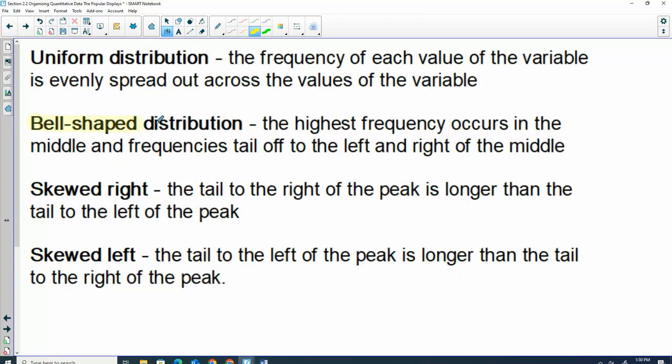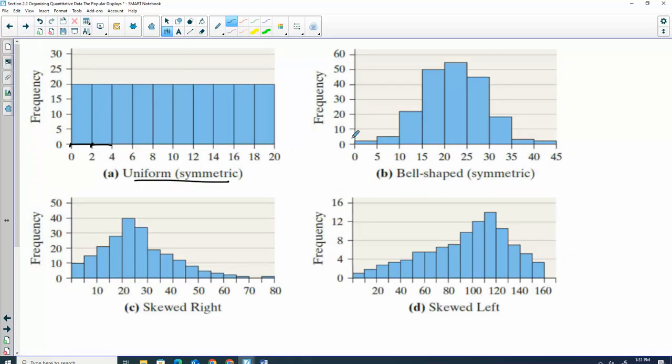Bell-shaped, we'll talk about that one a lot throughout this semester, is when your highest frequency occurs in the middle and it tails off on both ends. So I can see this kind of resembles a bell. I have my peak in the middle and both ends are pretty well the same. Okay, maybe not perfect because in real life is data ever perfect? No, but they'll be close.